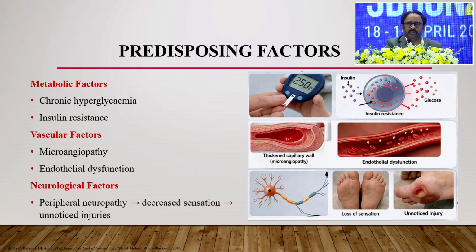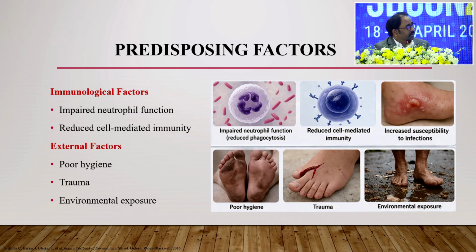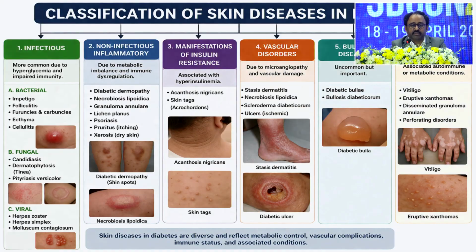The predominant predisposing factors are contributed by metabolic, vascular, neurological, immunological, and external factors. Friends, this is a single slide which enumerates everything, all the possible skin manifestations in both type 1 and type 2 diabetes. A simple classification, I give the snapshot. Infection, which may be bacterial, fungal, or viral. Non-infectious and inflammatory, a huge classification right from diabetic dermopathy to pruritus.